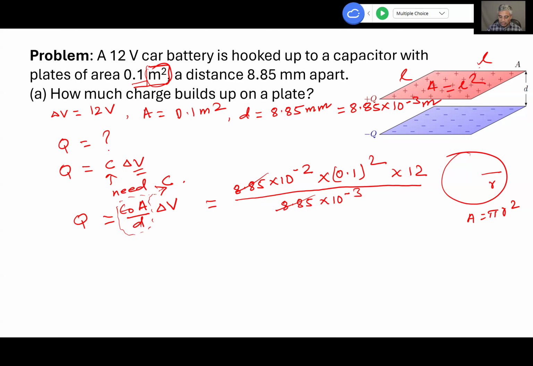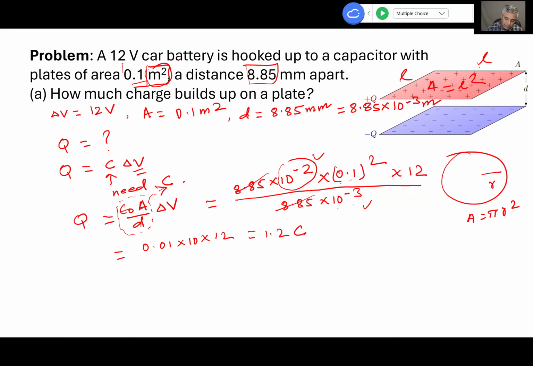Oh, see, I'm clever. I put this number 8.85 so that it cancels, okay? Okay, so there is 12. This 10 to the power negative 3, when it goes to the numerator, it becomes positive 3. And there is negative 2, meaning there's going to be a positive 1 when we combine these two. And then this is 0.1 squared, meaning it is basically 0.01. 0.01 times 10 times 12. Oh, so 120, and then that 120, so 1.2 coulomb. Looks like a lot of charge there.